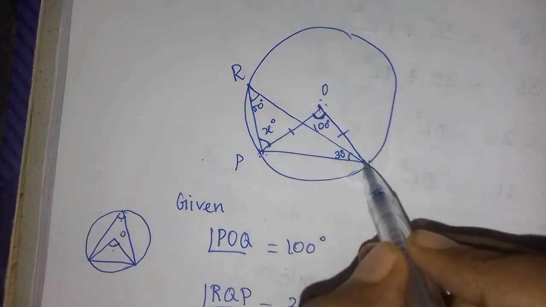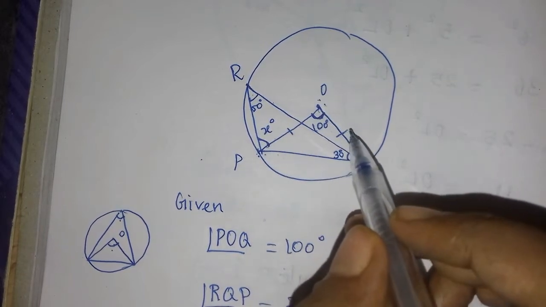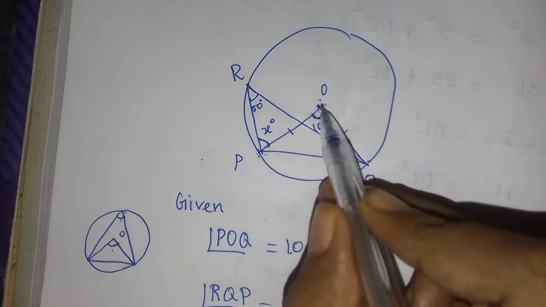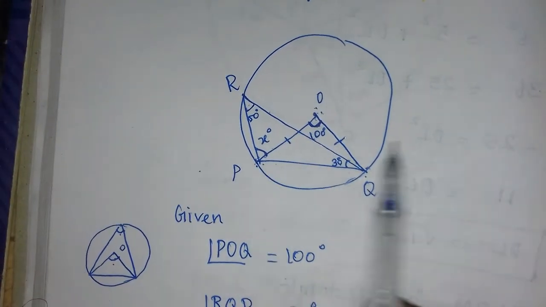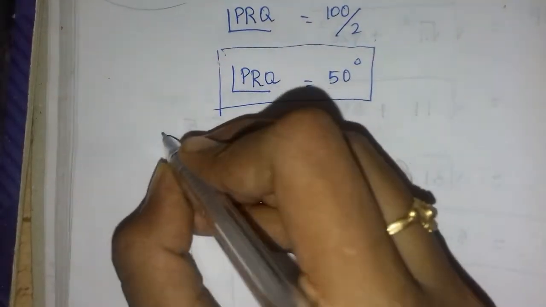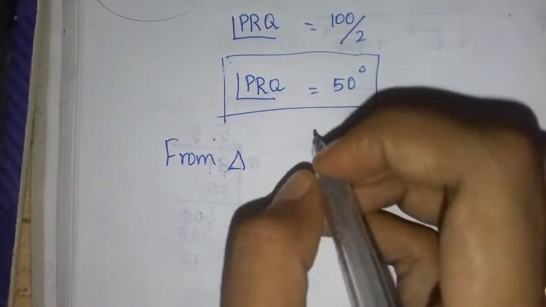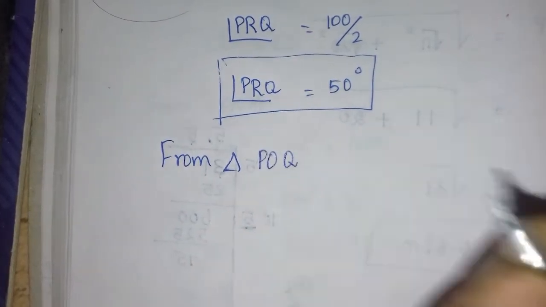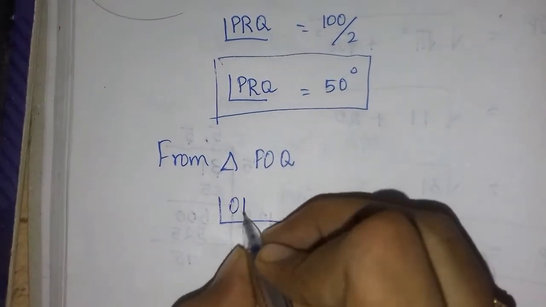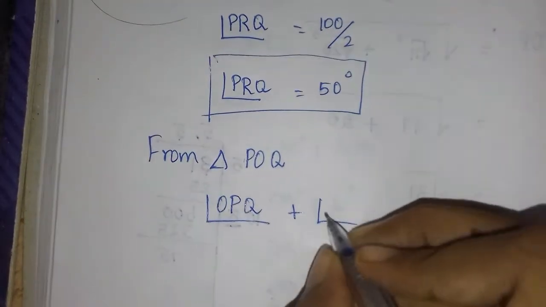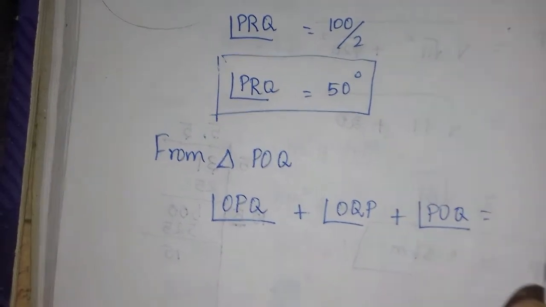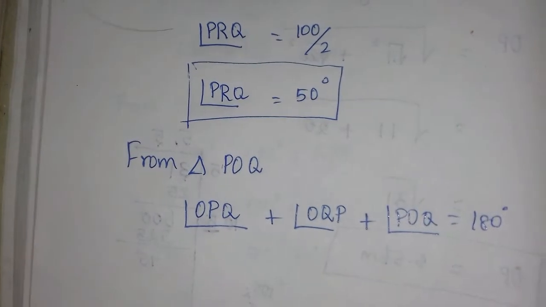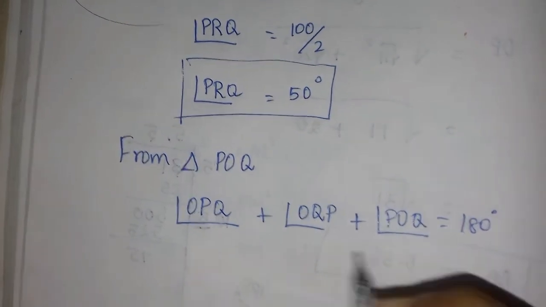With that we are going to find this angle. How will we find that? Sum of the angles of a triangle is 180 degree. By that we are going to find angle OPQ and angle OQP. First let's take this triangle and write the problem. From triangle, which triangle we are taking? POQ. What is that? Angle OPQ plus angle OQP plus angle POQ is equal to 180 degree. How I am saying it is 180 degree? Because the sum of the angles of a triangle is 180 degree.